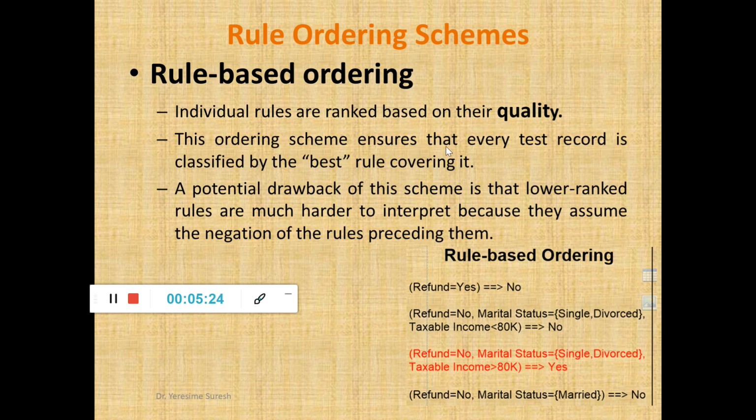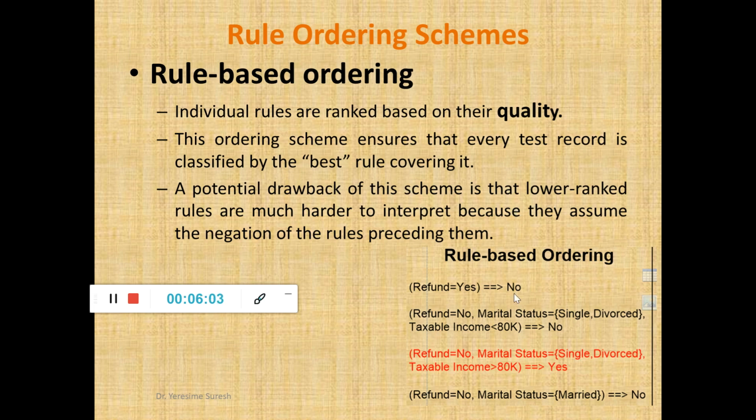This ordering scheme ensures that every test record is classified by the best rule covering it. Fine, which is the best rule based on the quality. A potential drawback of this scheme is that lower ranked rules are much harder to interpret because they assume the negations of the rules preceding them. So the drawback as written here: once I start ranking the classification rules based on their quality, based on their accuracy, lower accuracy rules will assume the negation of the preceding one. Since the previous rule has already covered the antecedent and consequent, the next rules will not be able to cover that. That is the drawback.